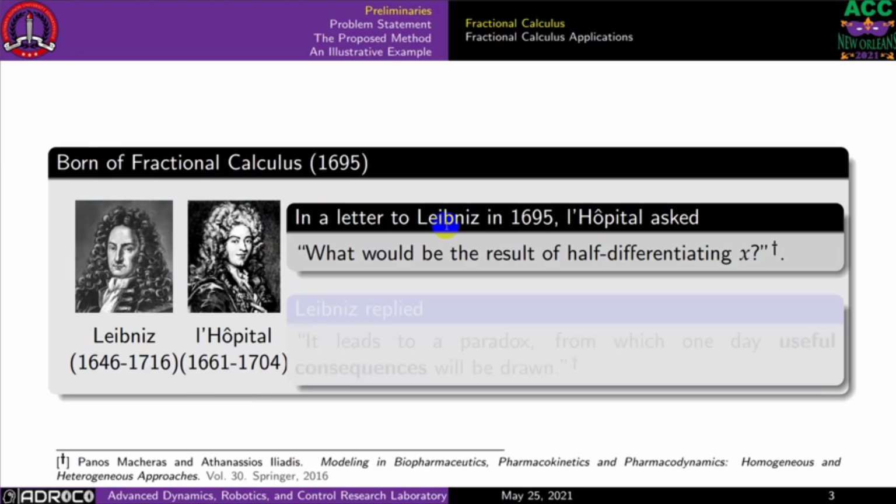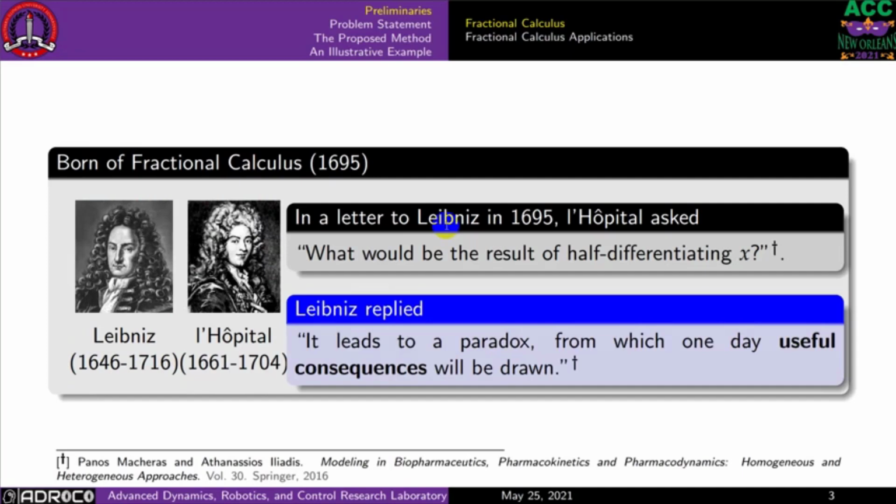So you might think that the fractional calculus is a new topic. Indeed, the birth of the fractional calculus goes back to 1695, when Leibniz was proposing the Leibniz rule. At that time, it was asked by L'Hopital what would be the meaning of the half differentiation of a function. Leibniz replied, it leads to a paradox from which one day useful consequences will be drawn, and he was not far from this statement. After a century, there were many applications, especially Abel's integral, or Abel's problems, that could be solved in the framework of the fractional calculus.